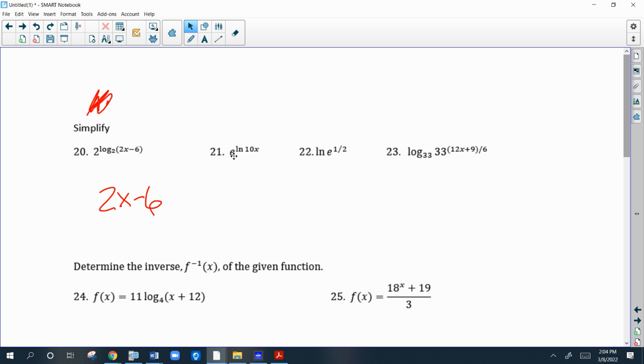This one, e is the base of the exponent. Natural log, remember, has a base of e. You just don't see it. That's not how it's written, but it does have a base of e. So since they have the same bases, e to the natural log, they will also cancel each other out. So you're left with 10x, and that's it.